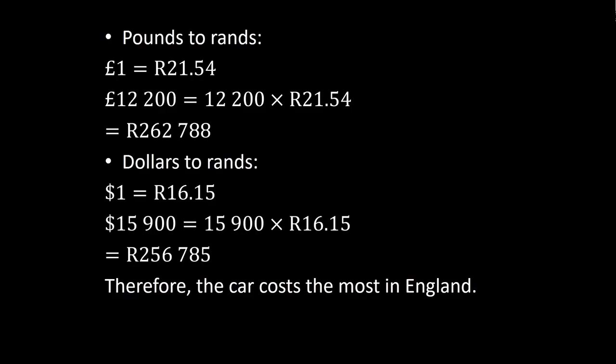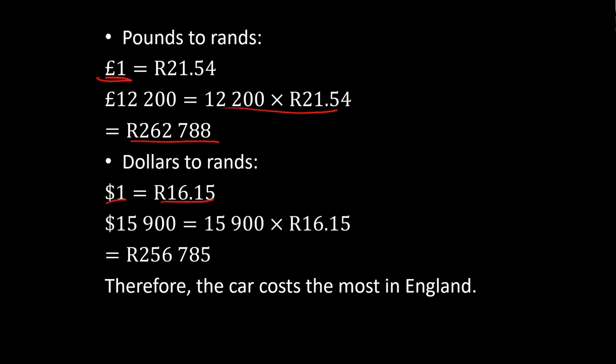So what I'm going to do here is convert the dollars and the pounds to rands, and then look at comparing it to what the value of the car is in rands in South Africa. So if we're looking at pounds to rands, they said £1 is 21 rand and 54 cents, and the car costs £12,200. So therefore what I would do is I'd times 1 by 12,200. So what I do to one side of the equation, I do to the other. And so I times both sides by 12,200, and I see that the car will cost an equivalent of 262,788 rand.